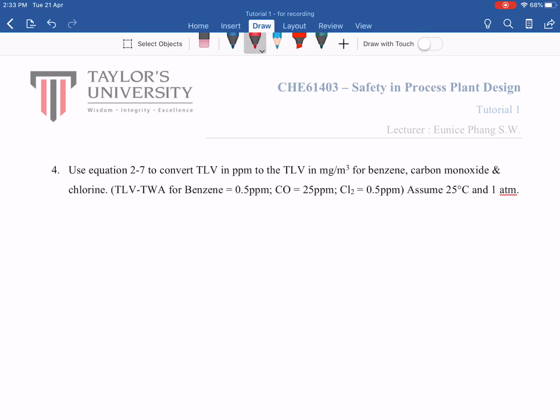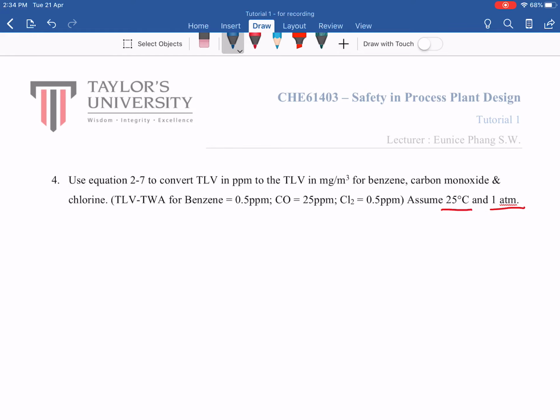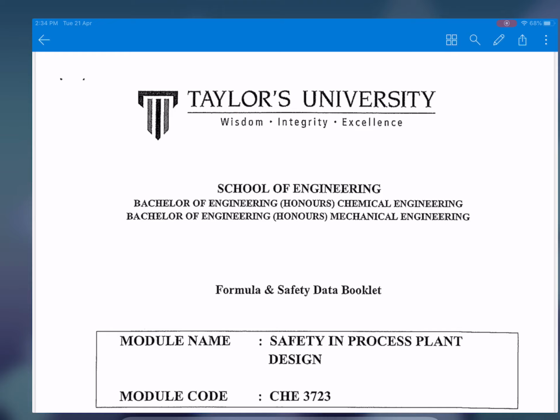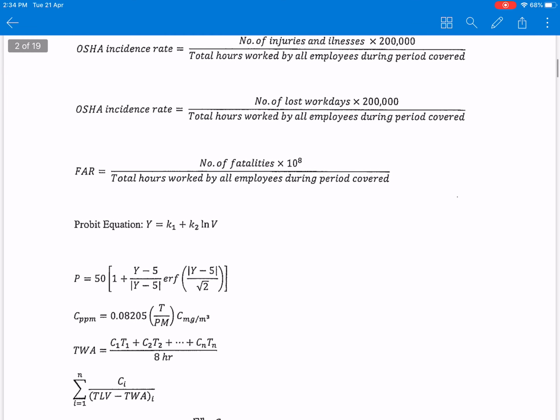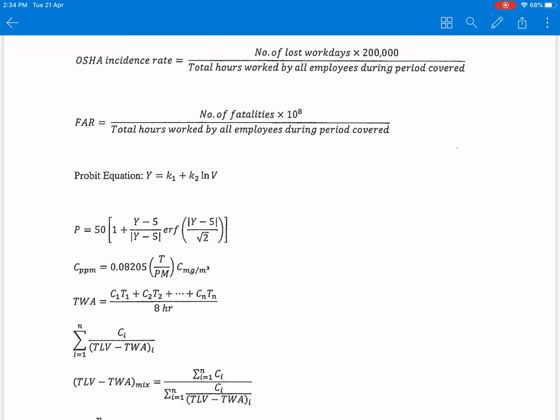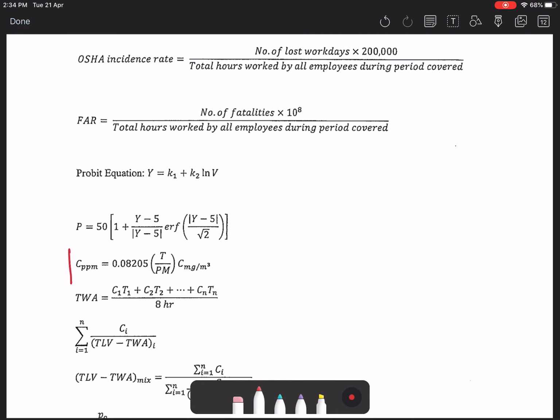Question 4, use equation 2.7 to convert TLV in ppm to TLV in mg per meter cube for benzene, carbon monoxide, and chlorine. So very simple. Even the TLV TWA values have been given, and it asks to assume the temperature is 25 degrees Celsius and 1 atmospheric pressure. So let's go back to the handbook. As we can see, the formula to convert from ppm to milligram per meter cube.